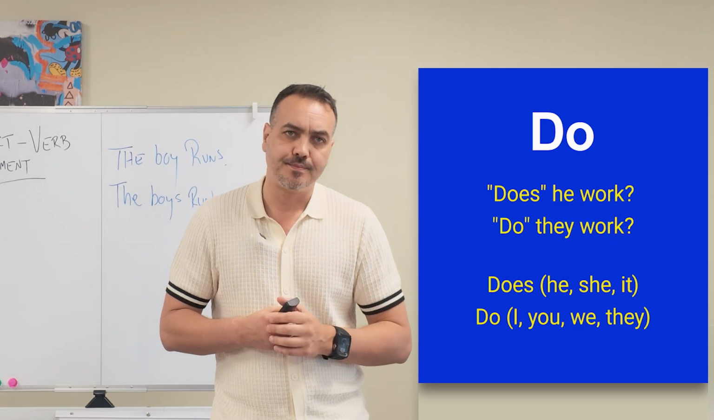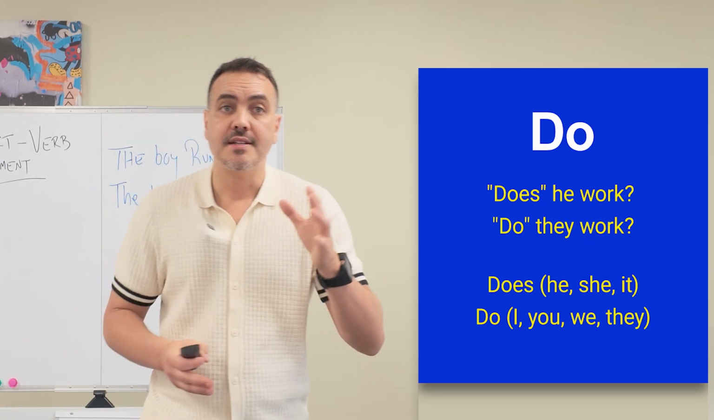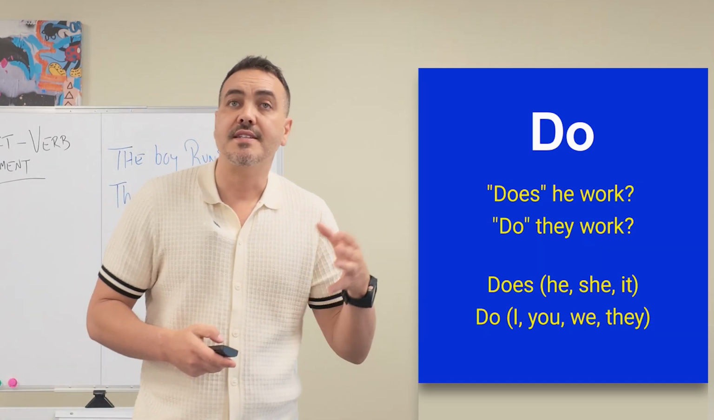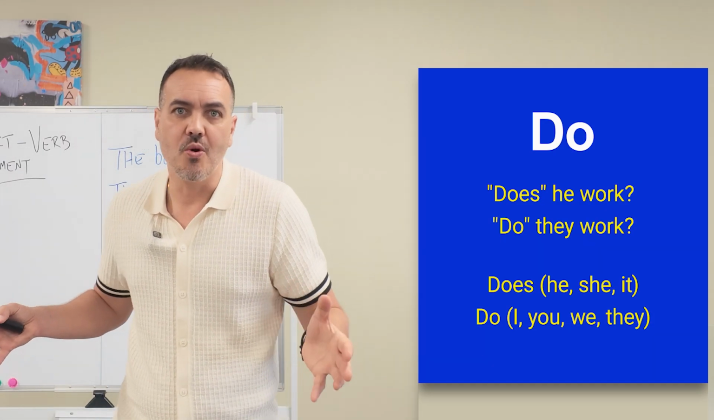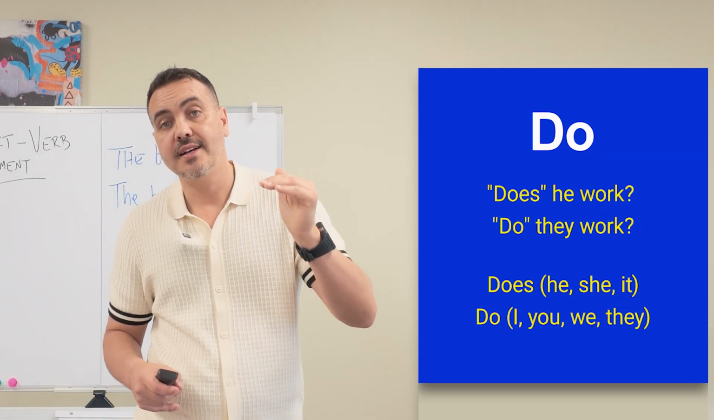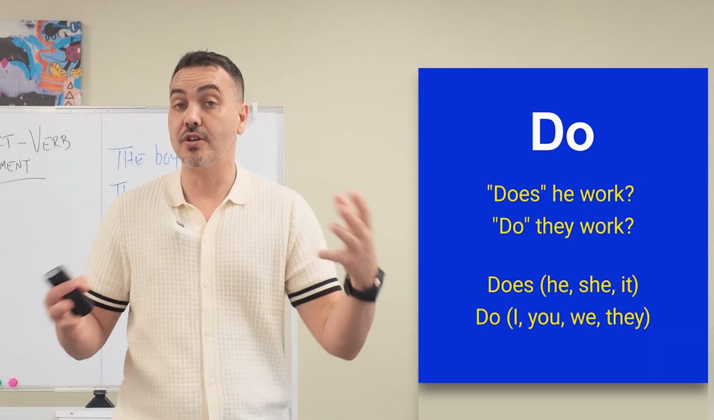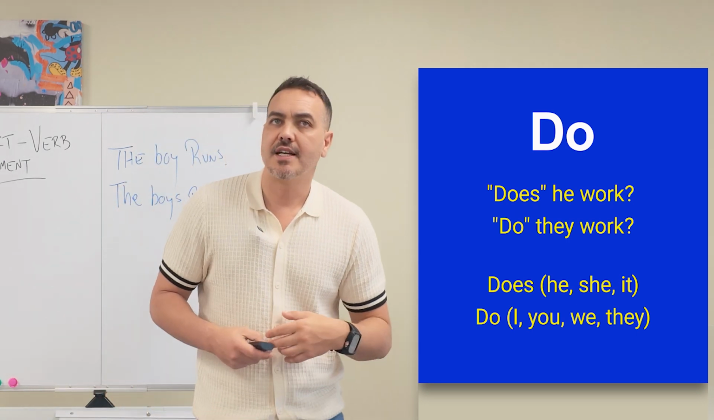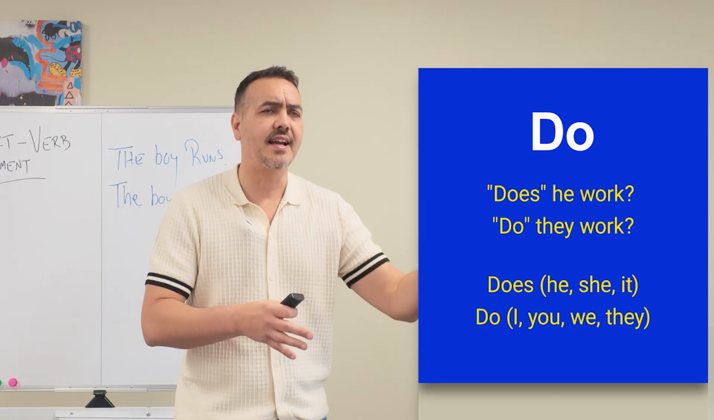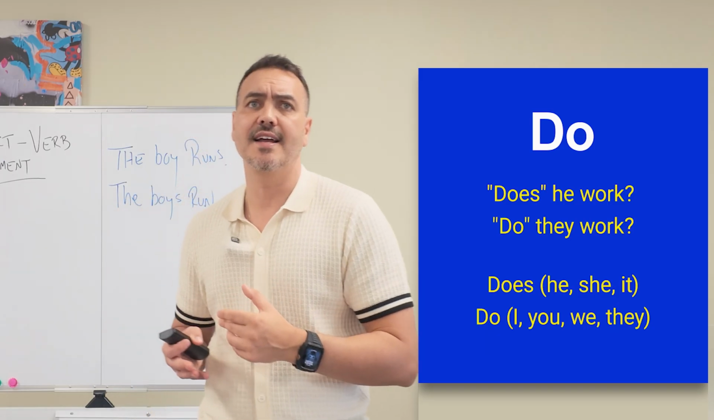For example, does she speak English? Does he live here? Does the teacher know? Now, we use do with I, you, we, they, plural pronouns, okay? For example, do you speak English? Do they live here? Do the students understand?